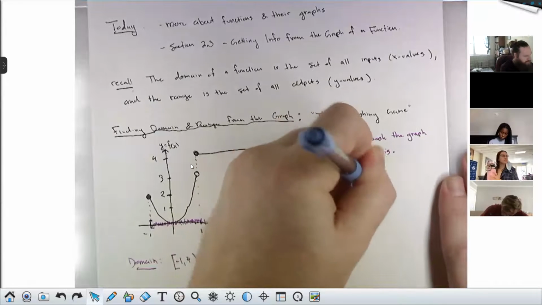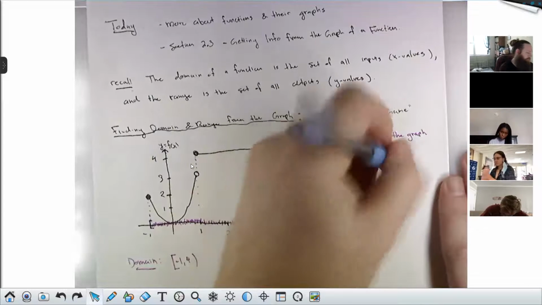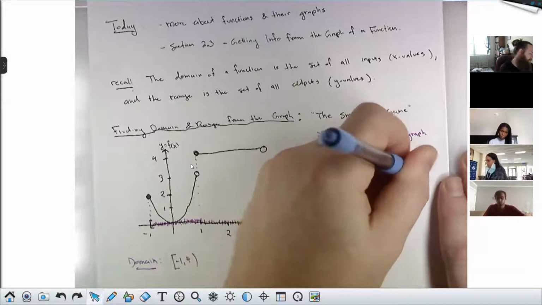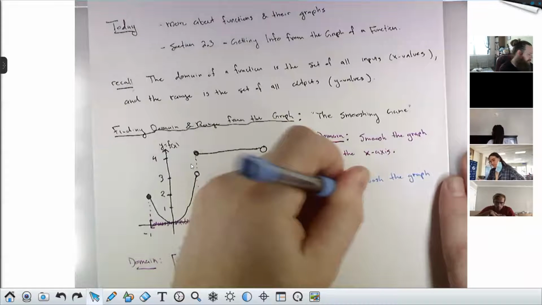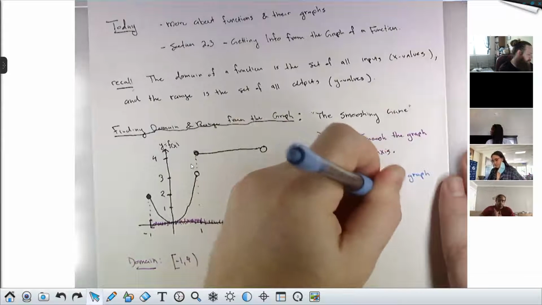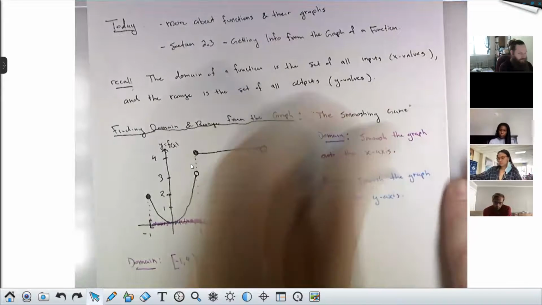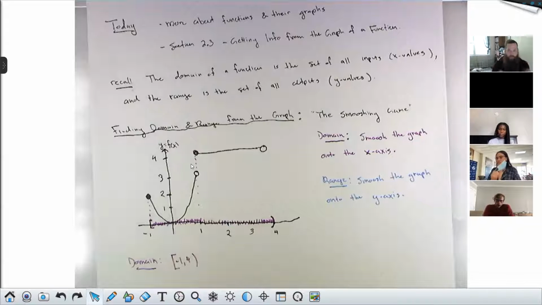You want to smoosh the graph onto the y-axis. Because remember what the range is, it's just the set of all the y values on the graph. You imagine there's definitely infinitely many points on this graph, right? This graph is kind of a solid connected piece. Even from -1 to 0, there's infinitely many points on the graph right here.